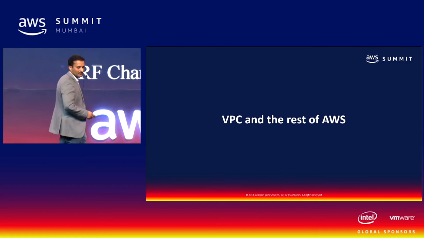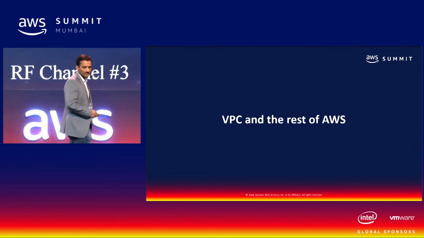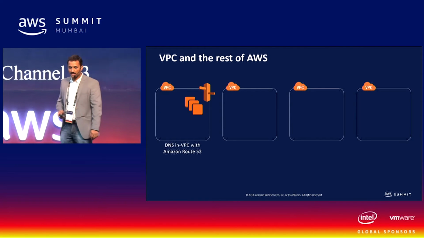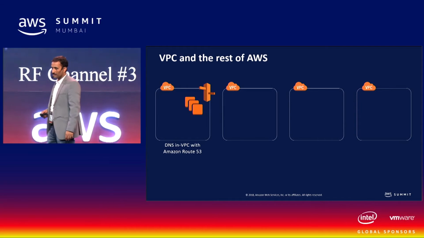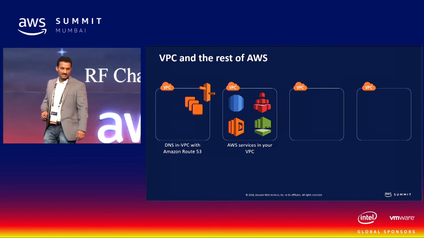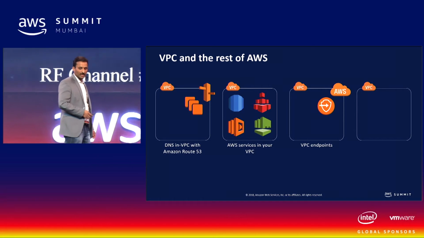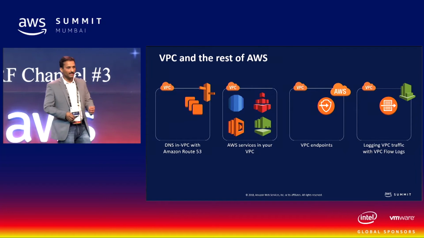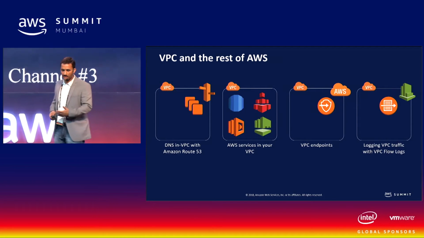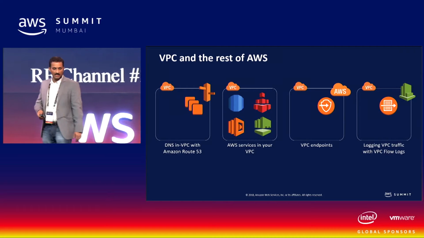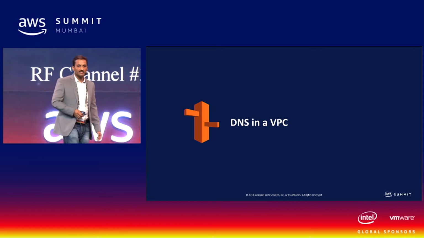So what about other services in VPC, right? If you look at the VPC, you get DNS, right? You get services like RDS, Lambda, and VPC endpoint, and then finally monitoring, right? So let's look at what exactly that is. So, DNS in a VPC.